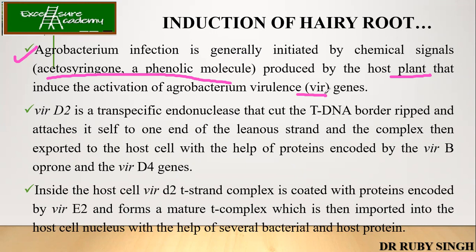This will induce the activation of Agrobacterium virulence genes. VirD2 is a strand-specific endonuclease that cuts the T-DNA border repeat and attaches itself to one end of the linear strand, and the complex is exported to the host cell with the help of proteins encoded by the virB operon and the virD4 gene. So what exactly is happening?